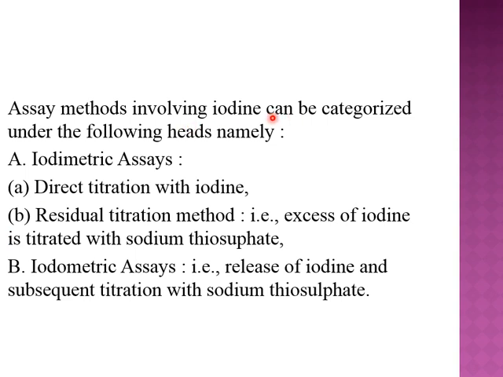Analysis using iodine. Iodine is also an oxidizing agent, and can be divided into iodimetric and iodometric. Iodimetric is subdivided into two: direct titration with iodine, a reducing agent with an oxidizing agent, or the residual titration method by adding excess iodine, where the remaining unreacted iodine reacts with sodium thiosulfate. Iodometric titration involves the release of iodine and subsequent titration with sodium thiosulfate. We will discuss these two assays in more detail in the next lecture.